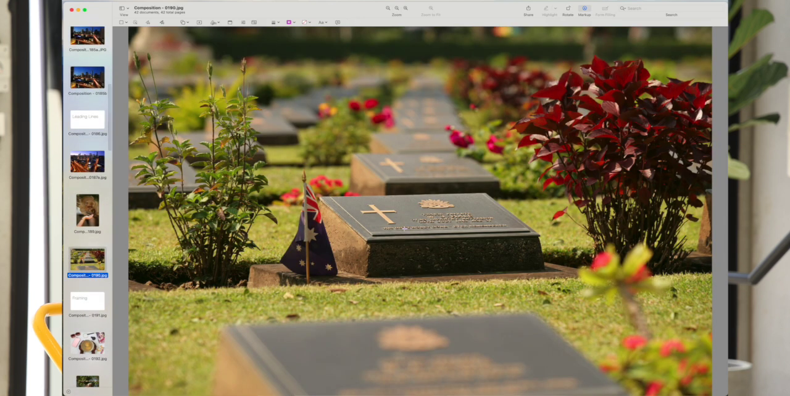Here's another example of leading lines, but with a shallow depth of field. So when you look at this image, your eye is led through the image by that leading line to go through the image, but it's stopped by this shallow depth of field. So this gravestone is what the point of interest is and where the viewer is taken to look at that image.